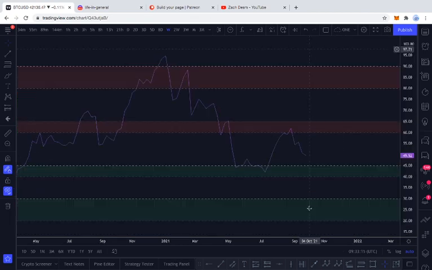So the way this RSI works, we're on the weekly chart right now. And so this is a bearish sell zone, and all the information is going to come to you.